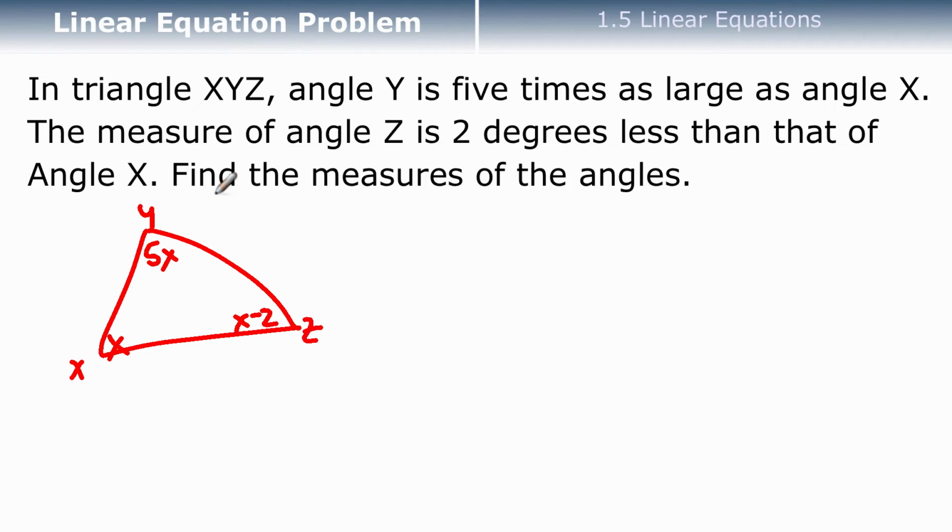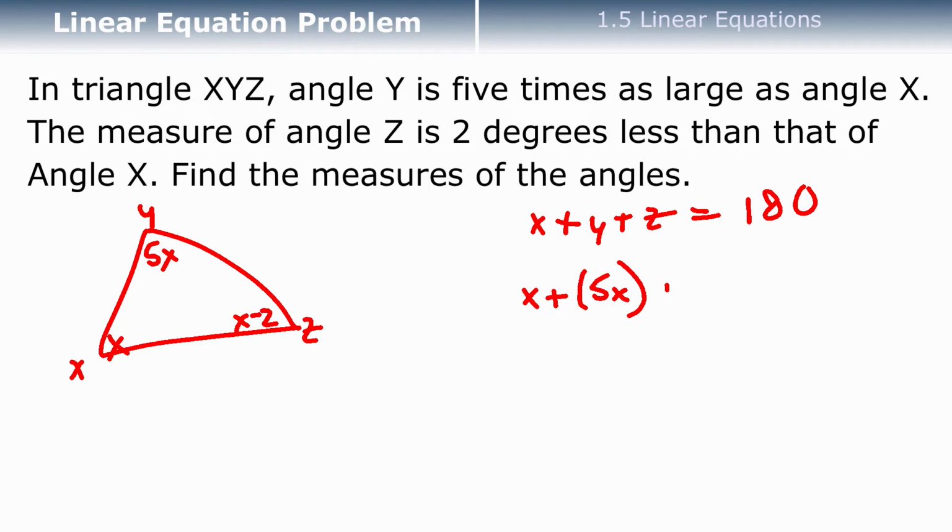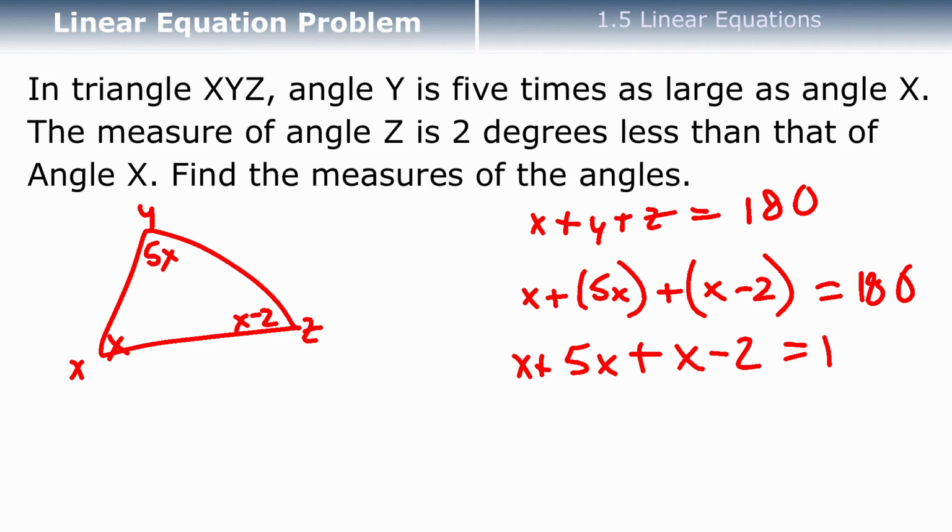Now, one of the things I know about triangles is that all of the angles of a triangle have to add up to 180. So I've got angle X is x, Y is 5 times x, and the measure of Z is 2 degrees less than that of x. So take x and take away 2, equals 180. Now I've got another linear equation. Let me drop the brackets: x plus 5x plus x minus 2 equals 180.